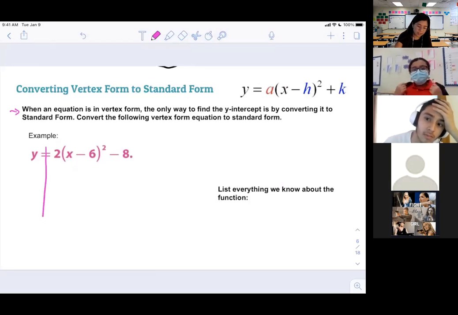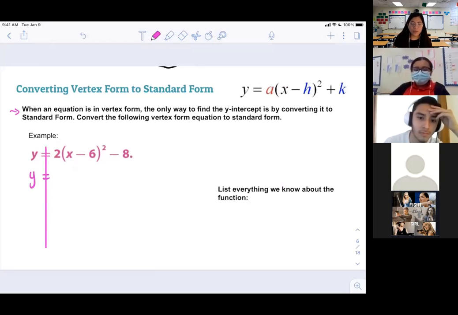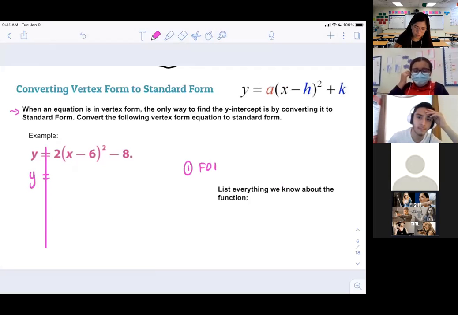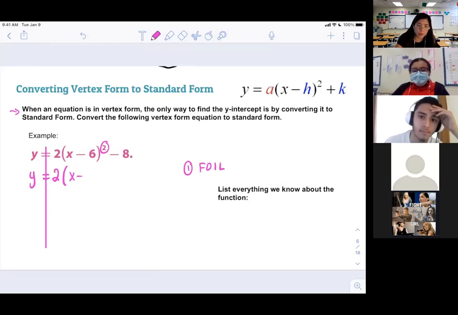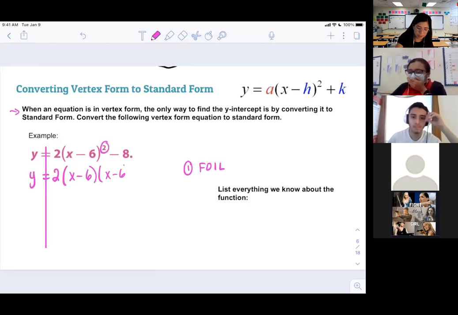Now, Perla, what you were saying before is what we're gonna do. What we're gonna do first is FOIL. Oh, I remember FOIL. So, because of this exponent, what does an exponent make you do? Multiply it by itself. So I'm doing x minus 6 times x minus 6.